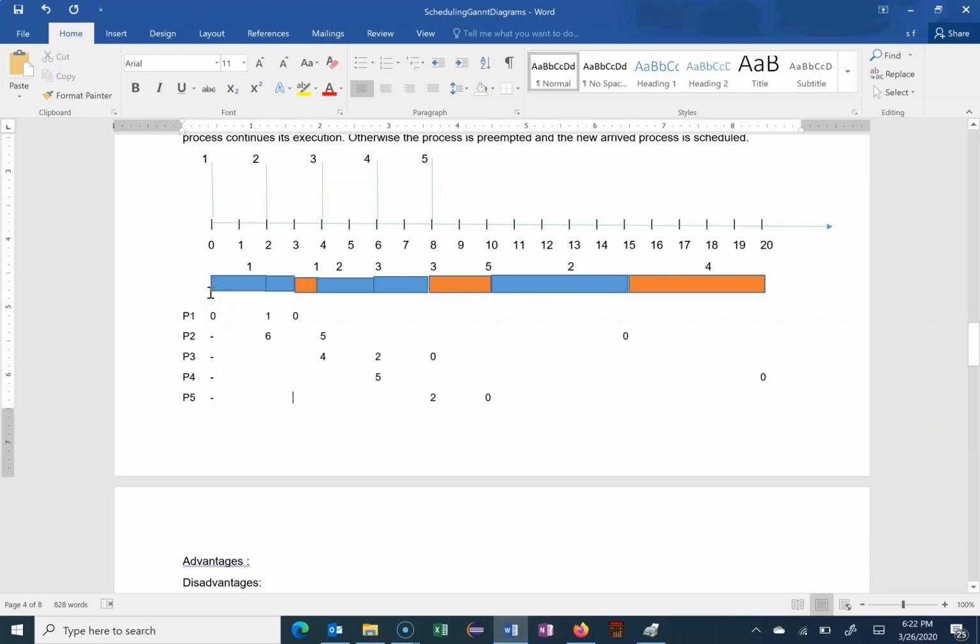At moment 0, we have only process 1 in the ready queue. No specific algorithm is going to be run. Process 1 is going to be scheduled and it's executing until a new process arrives in the ready queue, which happens at moment 2. Now the remaining time for process 1 is 1 unit. Remember that process 1 has a 3-unit CPU burst.